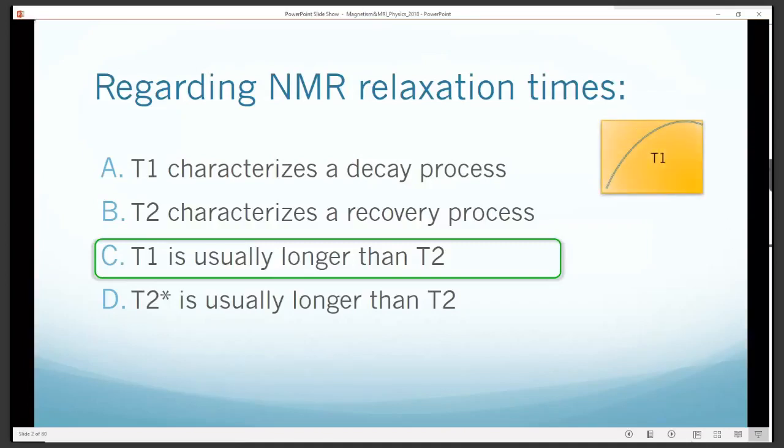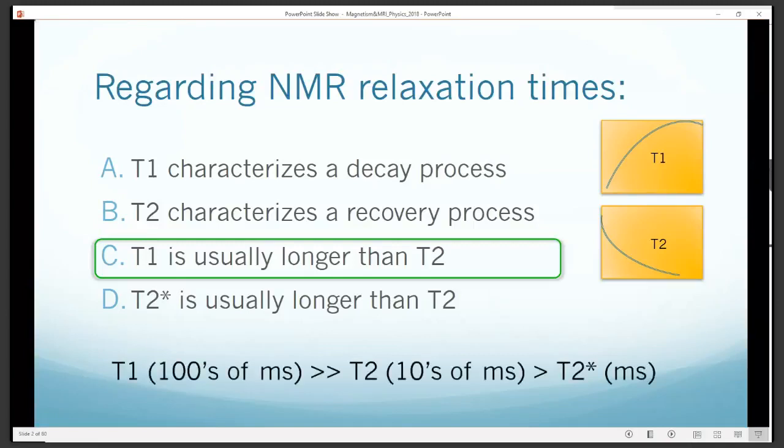Typically, T1 characterizes a recovery process, not a decay process, and T2 characterizes a decay process and not a recovery process. And T2* is always shorter than T2 because T2 is included in T2* and other factors enhance this decay process.